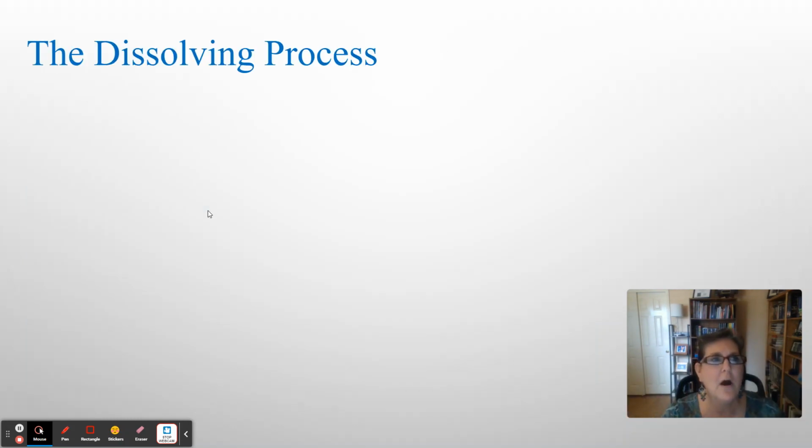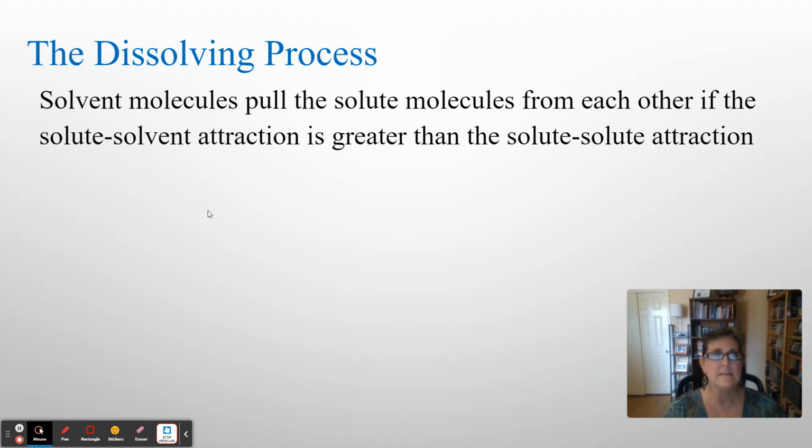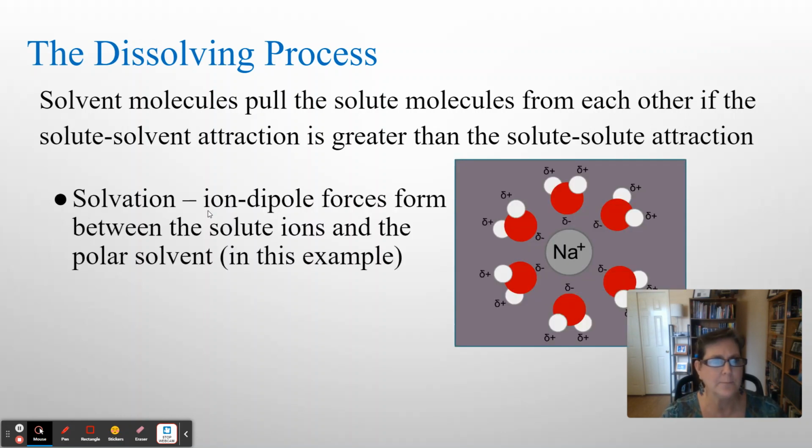All right, moving on. The dissolving process. So solvent molecules pull the solute molecules away from each other if it dissolves, which means the solute-solvent attraction is greater than the solute-solute attraction. What does that mean? Okay, so in the case of salt dissolving, we have NaCl, right? That ionic bond between Na plus and Cl minus is pretty strong.